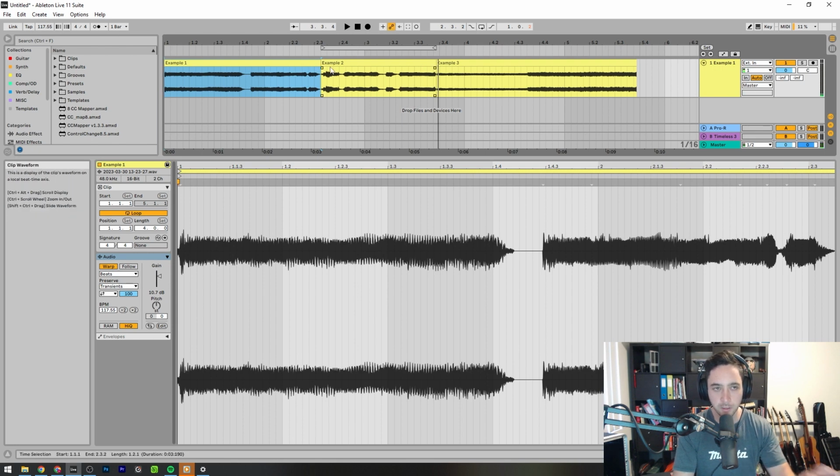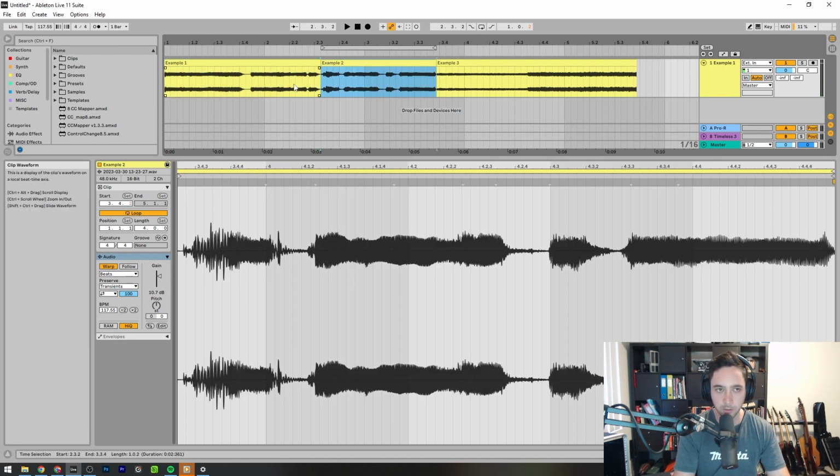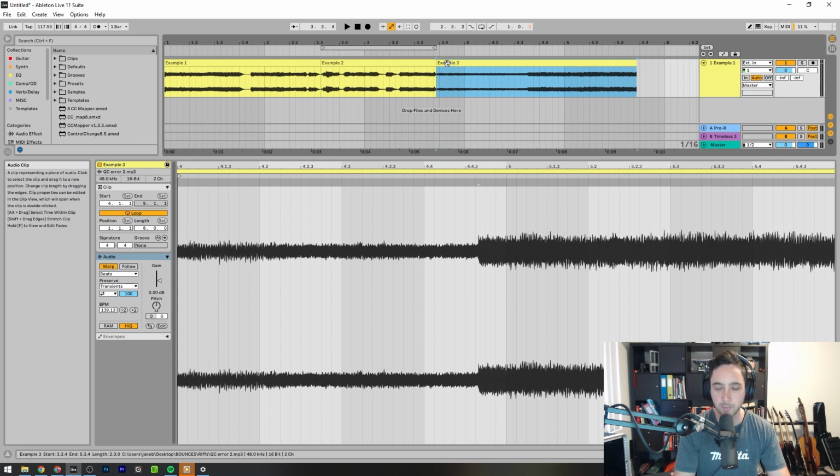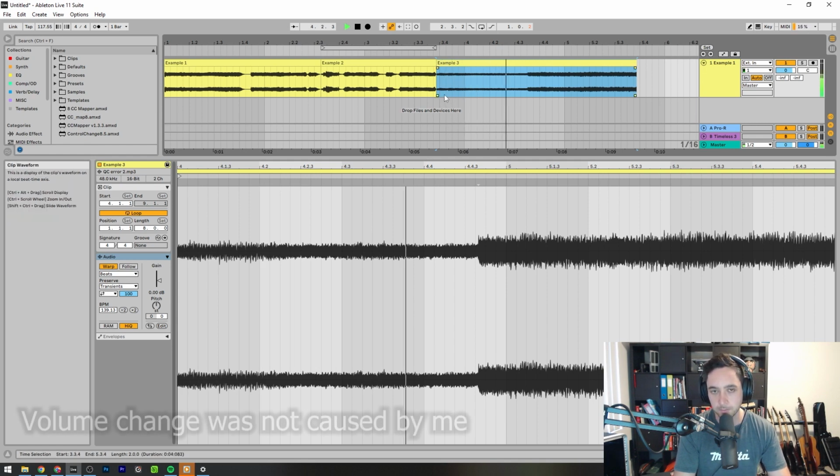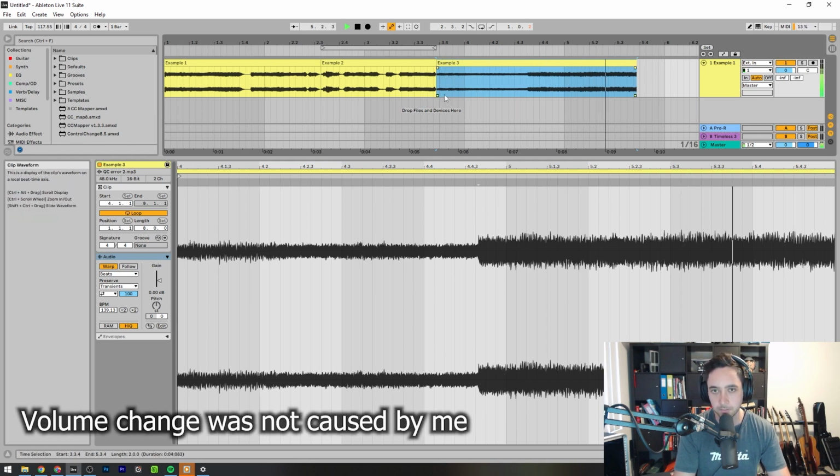So, of course, that's the same problem in example 1 and 2, just different patches. Then example 3 is a slightly different problem. It's the same patch, the same tone, everything. It's just there's a huge volume difference. This is not the way that the Quad Cortex should be operating.